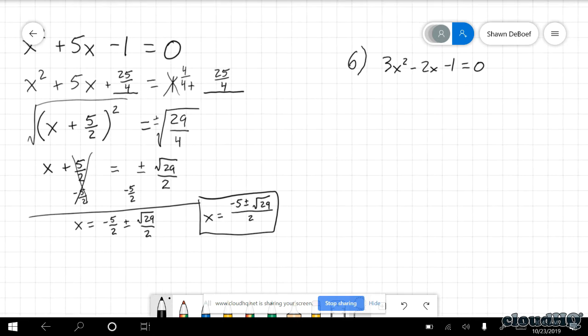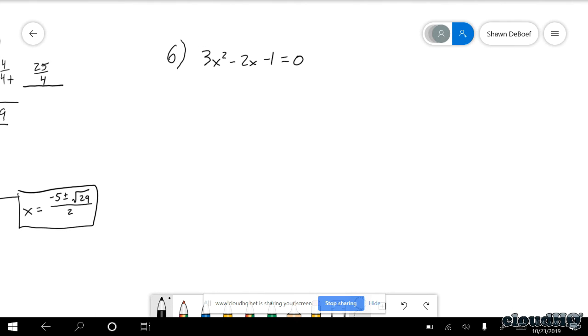Okay, number 6. Why do you suppose I'm not particularly fond of number 6? Because of the leading coefficient. So what are we going to do? Well, I'm going to turn this into a problem that no longer has a leading coefficient. What can I do to get rid of the leading coefficient? I can divide by 3, and since it's an equation, I can do that. But I have to divide every term by 3. Oh, good. Now it doesn't have a leading coefficient.